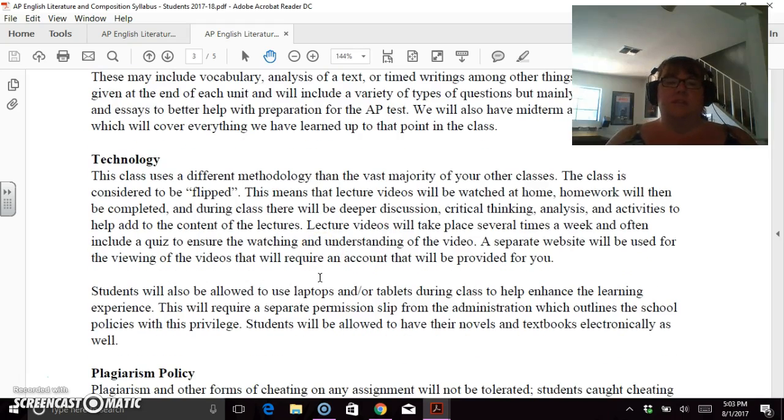Technology is obvious with this class. It is flipped. You will be watching videos at home. We will be using Edpuzzle. Obviously, you're on Edpuzzle right now.